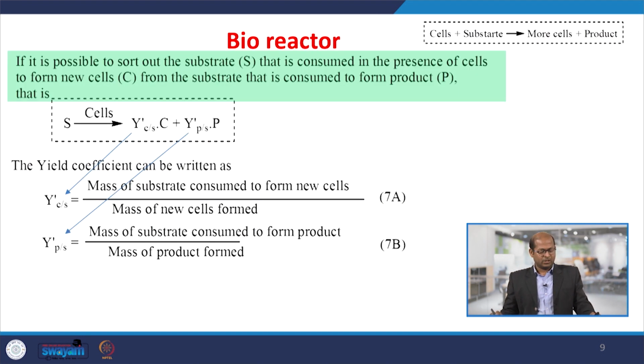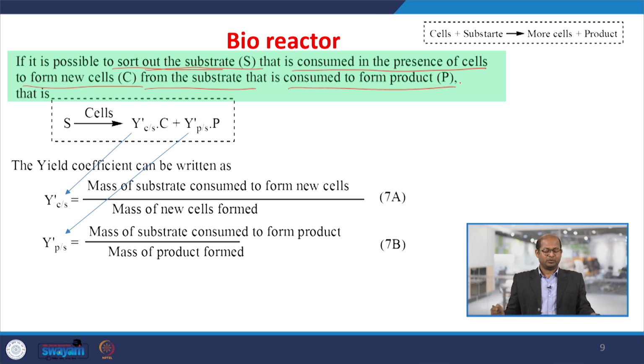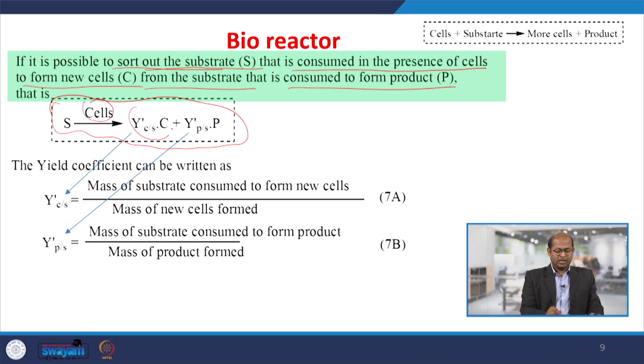Okay. So, suppose we are using the substrate for cell culture in a bioreactor. Inside the reactor we are supplying the substrate, and at the same time we are supplying the cells also. When new cells are present, the substrate will be consumed. Different types of substrates may be present. If we are able to sort out the substrate that is consumed in the presence of the cells to form new cells, and the substrate consumed to form new products, then we can write the cell equation as substrate gives new cells plus product. Okay. So, these are the yield coefficients we are expressing.